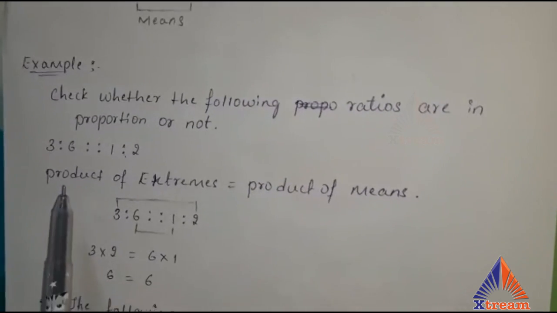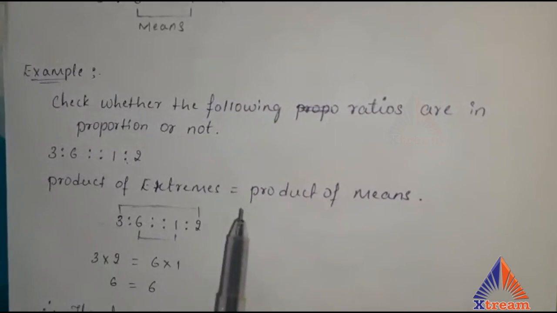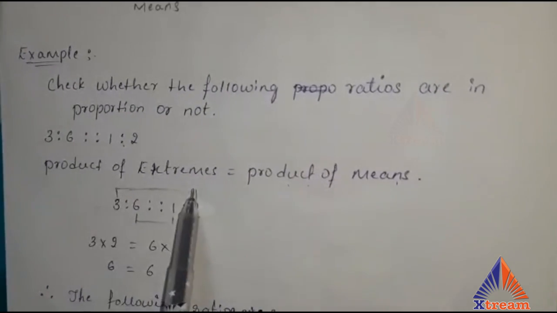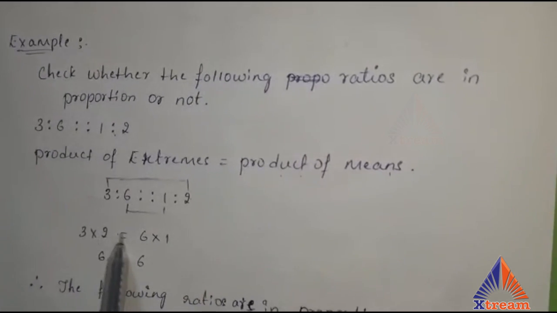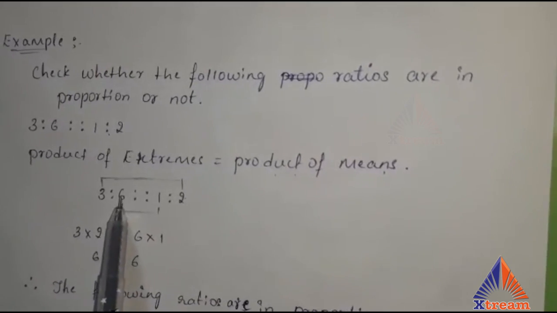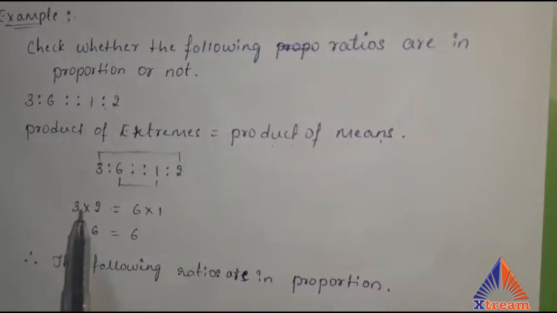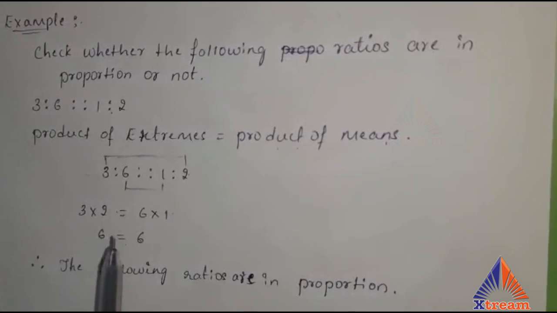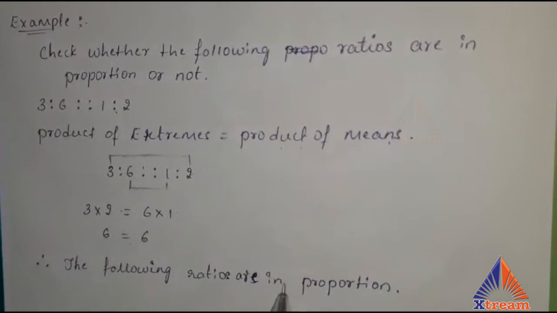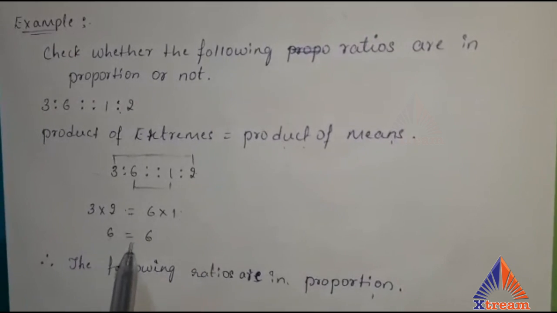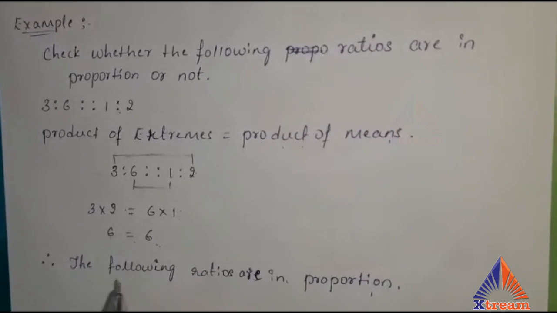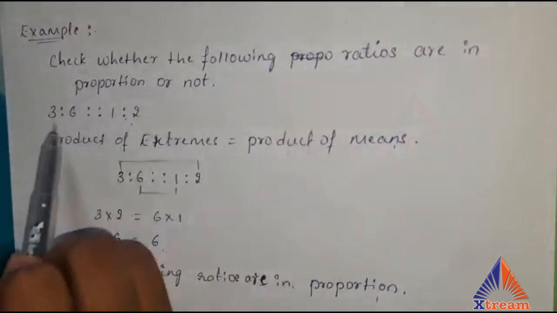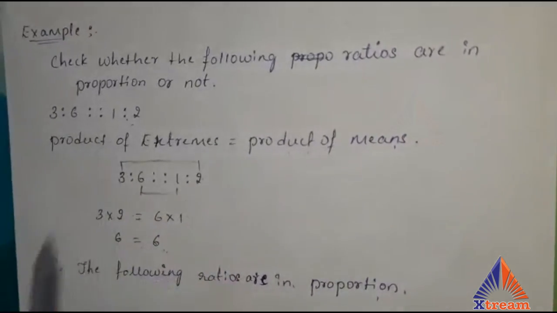The formula is the product of extremes is equal to the product of means. So here the product of extremes, that is 2 into 3, is equal to the product of means, that is 6 into 1. So 2 3s are 6 and 6 1s are 6. So 6 is equal to 6. The following ratios are in proportion. As we got the same answer, it shows that the two ratios are in proportion. That means the two ratios are equal.